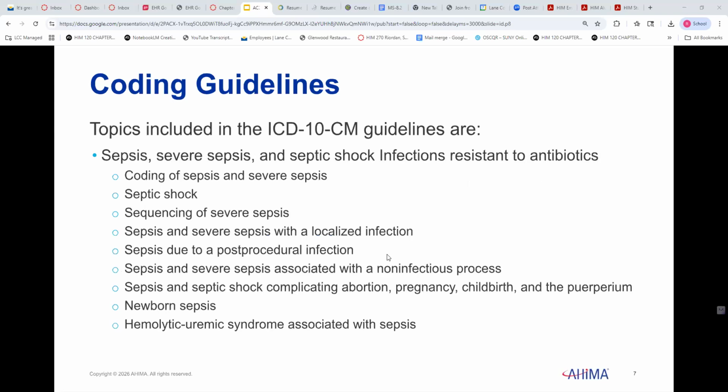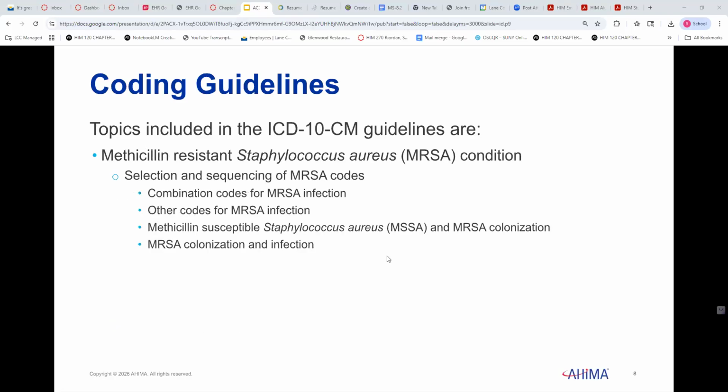And again, sepsis gets a little bit more involved. We have coding guidelines for sepsis and severe sepsis, septic shock, sequencing, newborn sepsis, sepsis associated with abortion, pregnancy, childbirth, and postpartum, all these different types of things. So very important to get on top of those. And again, methicillin-resistant Staphylococcus aureus, or MRSA, as we commonly say, specific guidelines on that.